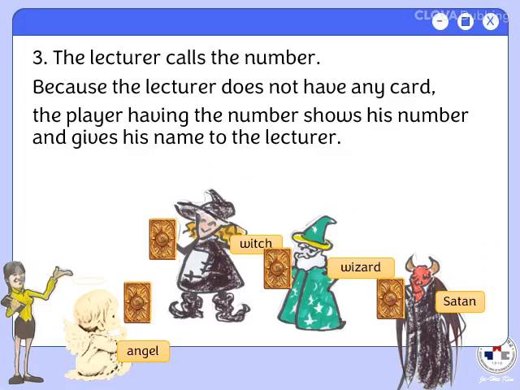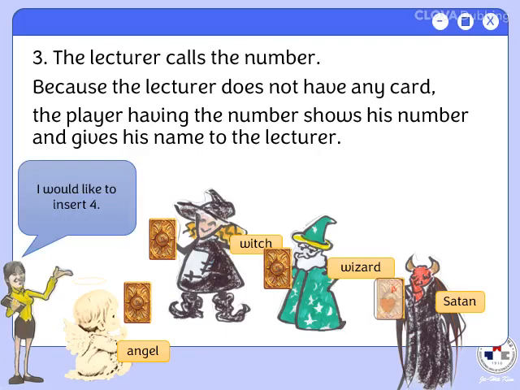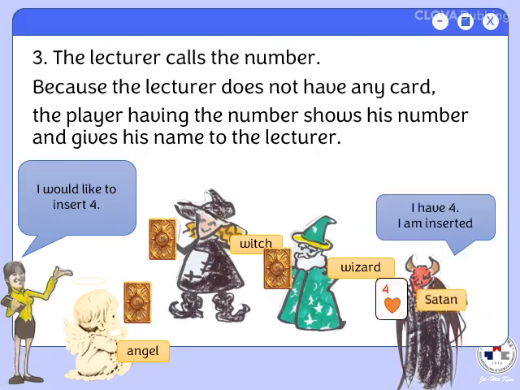Currently, because the lecturer doesn't have any name tags when the number is called, the student with the card shows that he has the card. I would like to insert 4. He gives his name tag to the instructor. I have 4. I am inserted. Give your name tag to the instructor.